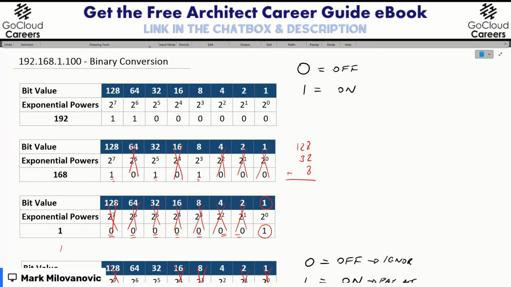So now all I have to do is add these values up, which 8 plus 2 gives me 10, plus 8 gives me 18. 1 plus 3 is 4, and 4 plus 2 is 6. And then we add the 1, and we got the decimal value of 168.